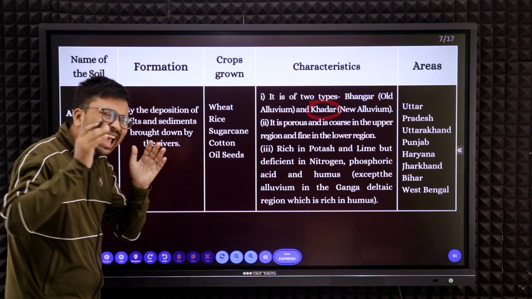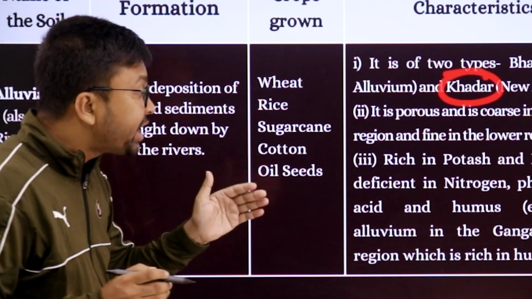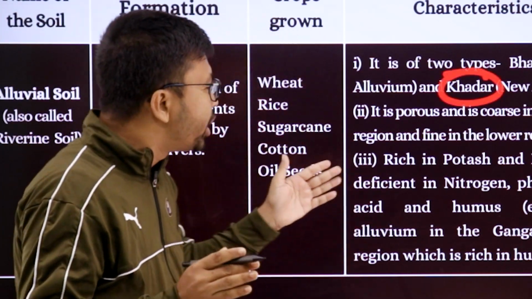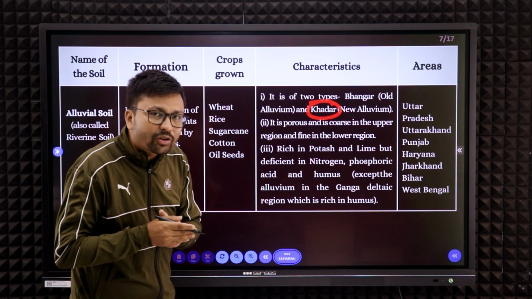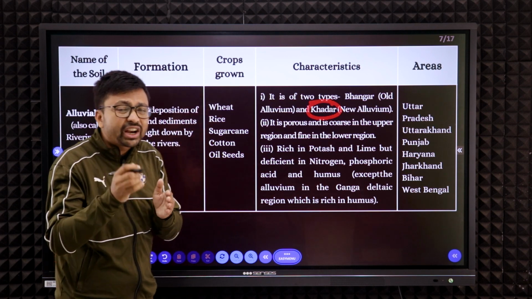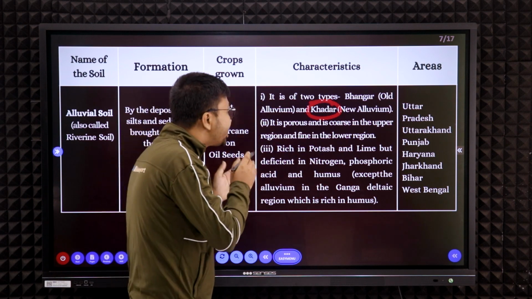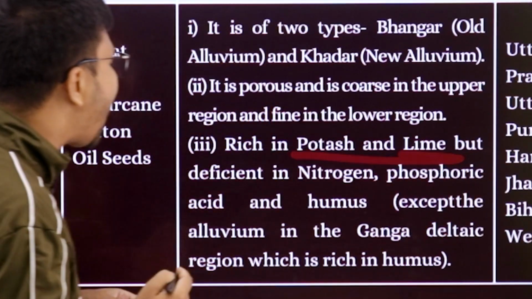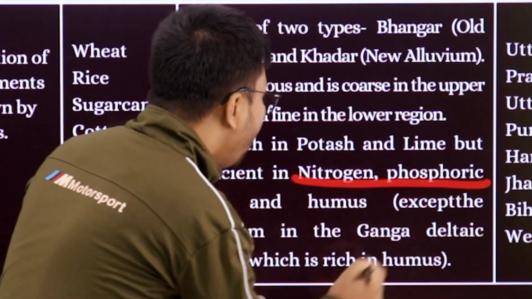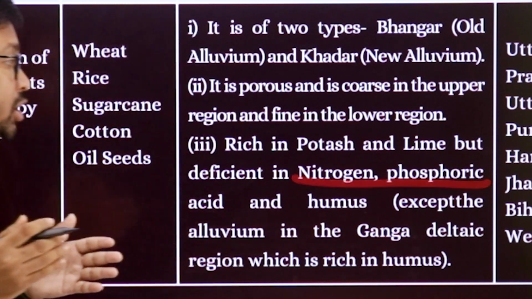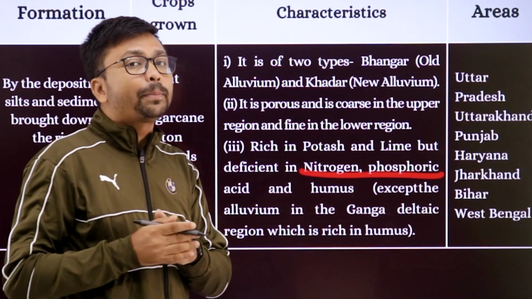Now what is the formation process? As I already mentioned, deposition of silt and sediments brought down by the rivers. And what are the other important things you need to focus on in the characteristics, that is which minerals are maximum in the particular soil and which minerals are deficient. For alluvial soil, the minerals which are more are potash and lime, and the minerals which are less are nitrogen, phosphoric acid and humus.